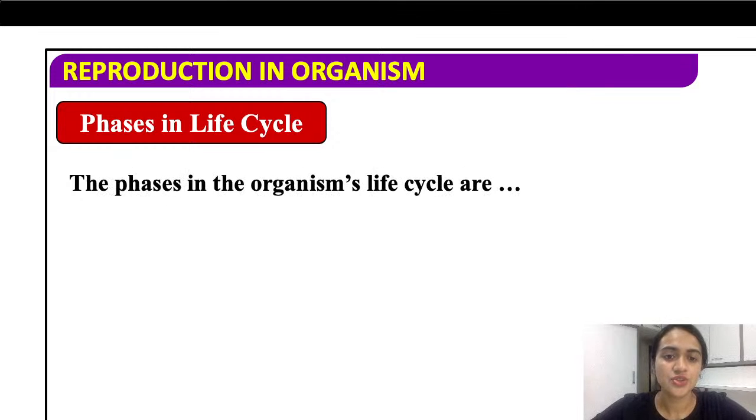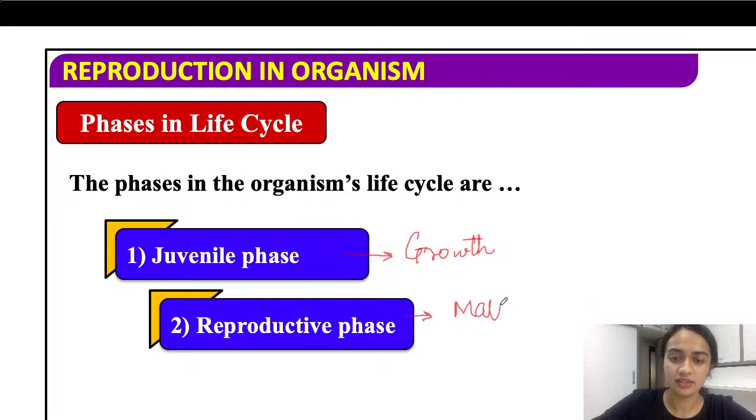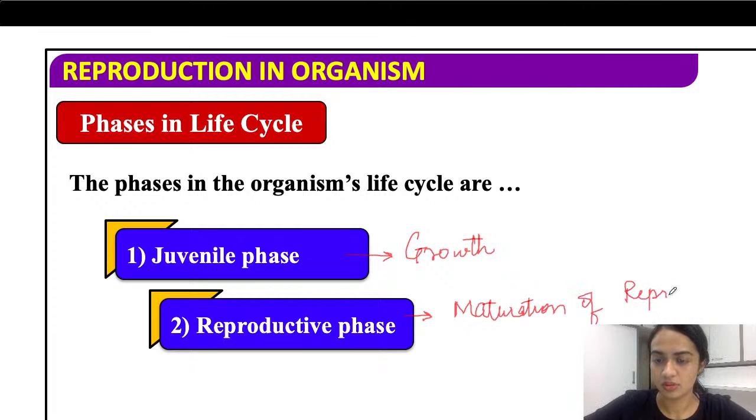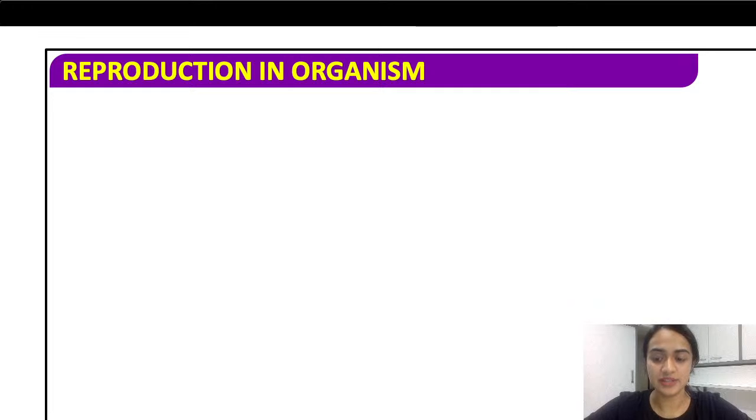Phases in the life cycle. It basically has a juvenile phase, which refers to growth, a reproductive phase, in which we can see maturation of the reproductive organs, followed by the senescent phase. The senescent phase, in easier terms, we can refer to as old age, when we lose the capability to reproduce and proceed towards death. Now, let us discuss each of these phases in detail.